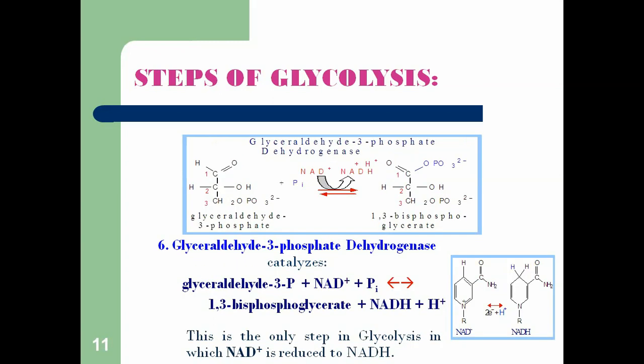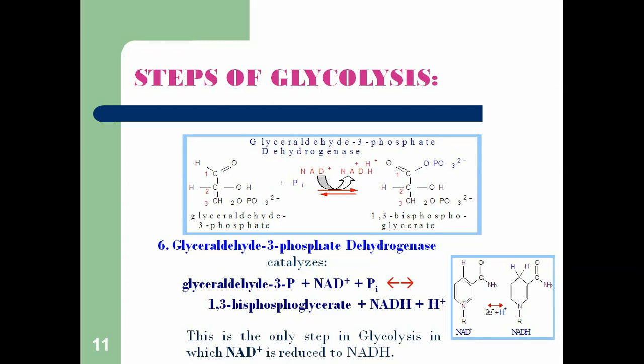Step 6, oxidative phosphorylation of glyceraldehyde 3-phosphate to 1,3-bisphosphoglycerate. This is the first step in the payoff phase. Here, the glyceraldehyde 3-phosphate is oxidized to 1,3-bisphosphoglycerate and the reaction is catalyzed by glyceraldehyde 3-phosphate dehydrogenase. It is the energy yielding reaction.